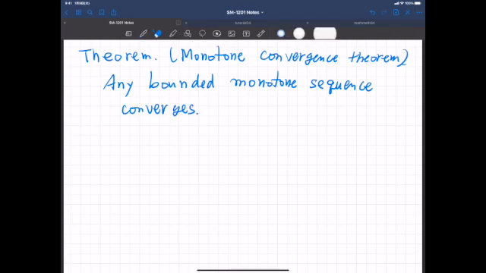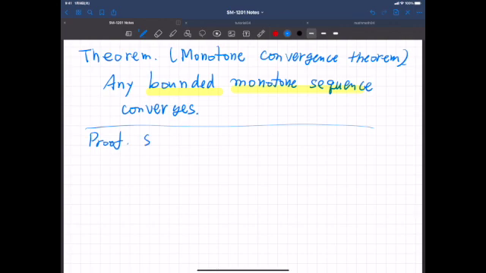Okay. By the way, if we just say bounded, it means bounded both above and below. And if we just say monotone sequence, it means either monotone increasing or monotone decreasing. Okay, anyway, so let's prove this. So first, let's prove this for monotone increasing sequence.